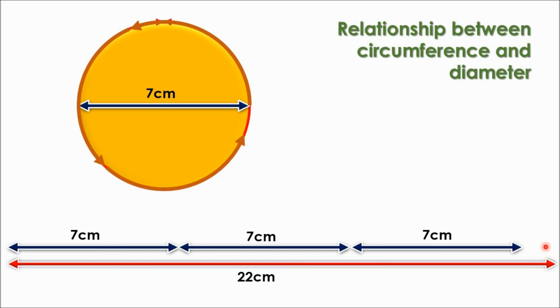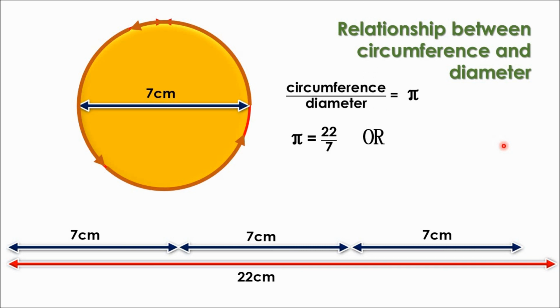Okay, so the relationship, just now you have known that the relationship between circumference over diameter is actually the value of pi. So pi is actually 22/7. Circumference 22, you divide by diameter 7 centimeters.